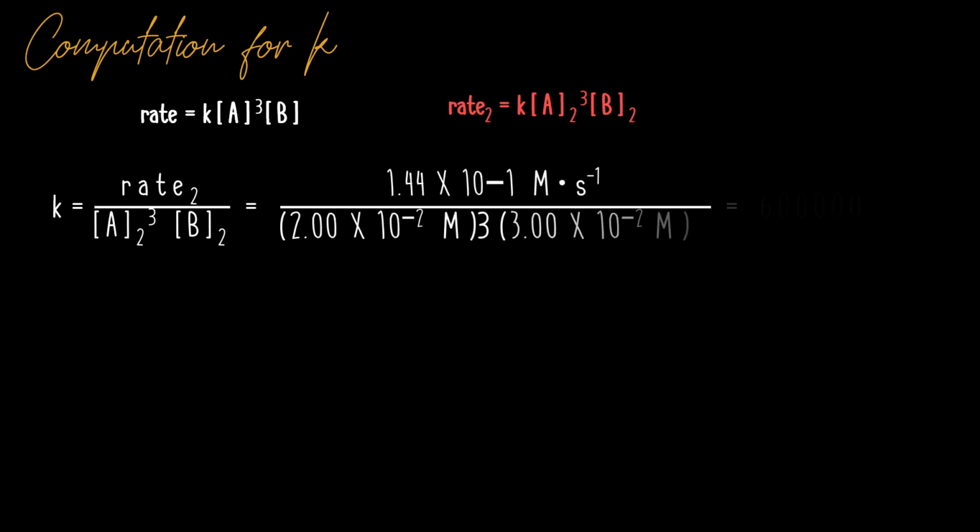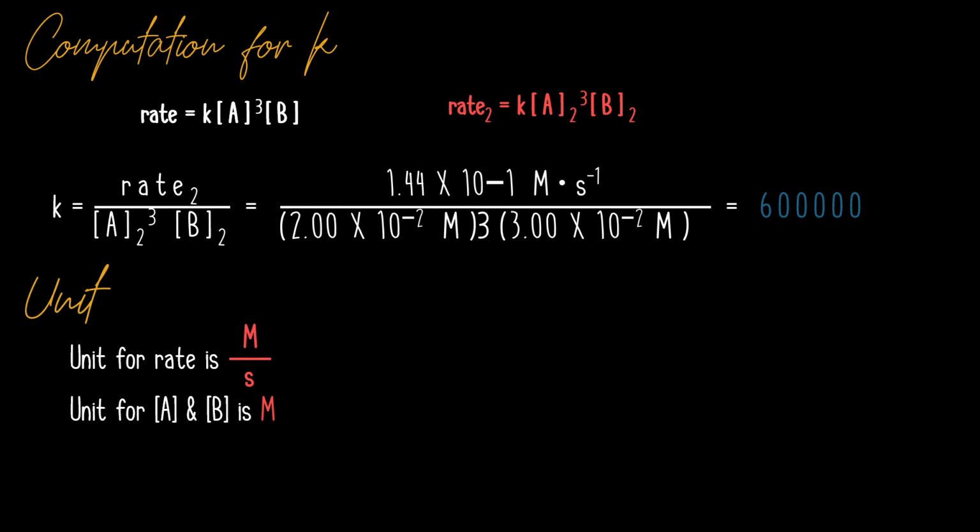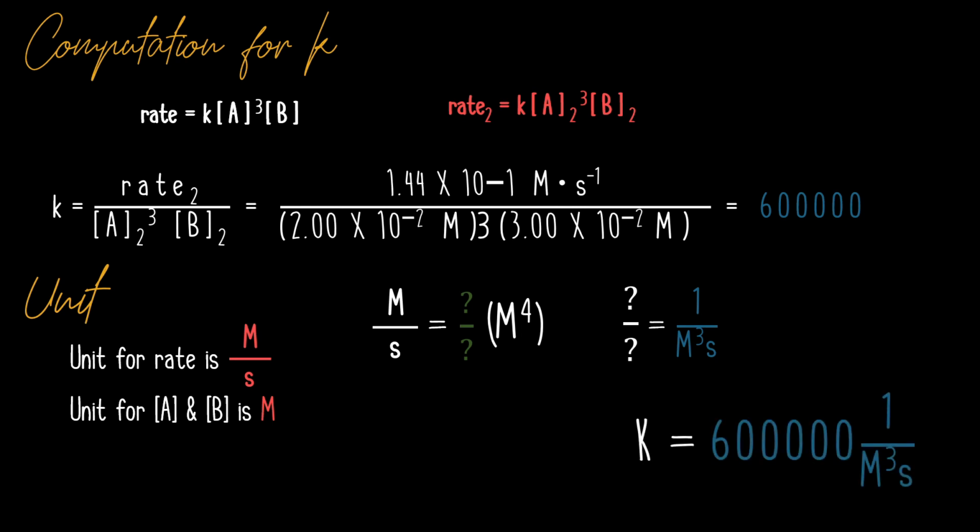In computing for k, we know that rate is equal to k[A]^3[B]. Using experiment 2, we know that rate 2 is equal to k[A2]^3[B2]. Substituting the values, we get that k is equal to 600,000. So the unit for rate is M per second. Unit for A and B is M. What do we need to multiply to M raised to the fourth power so that it would be M per second? It is 1 over M cubed second. So k is equal to 600,000 over M cubed second.